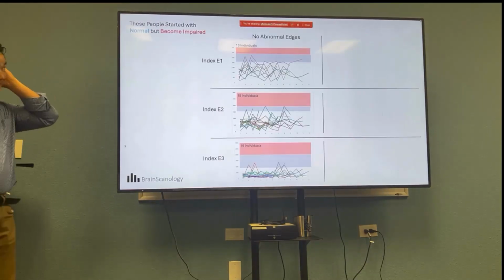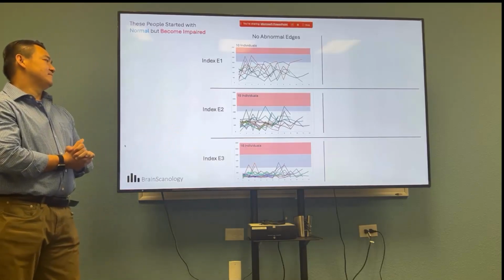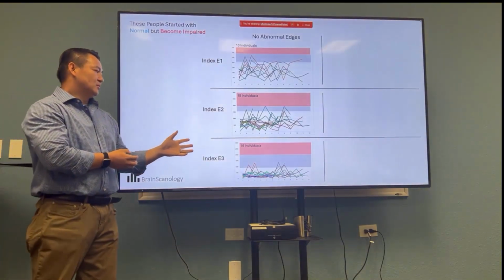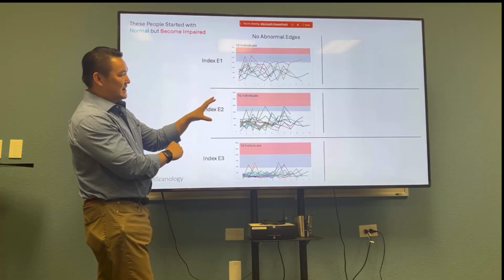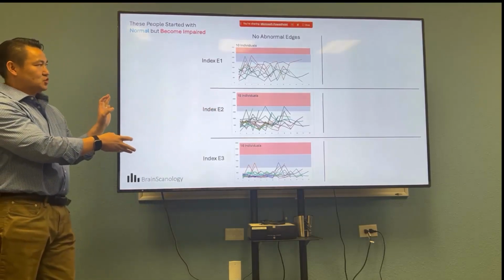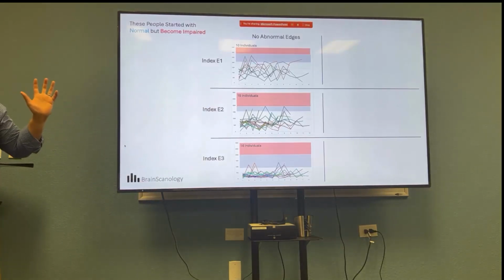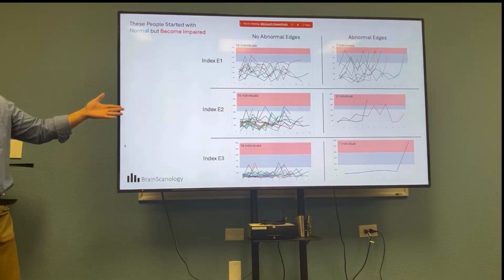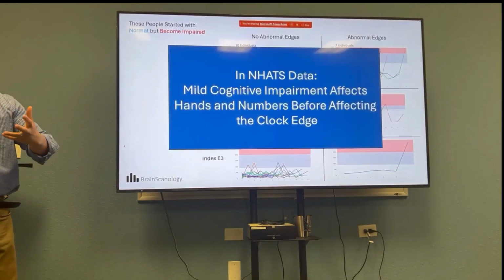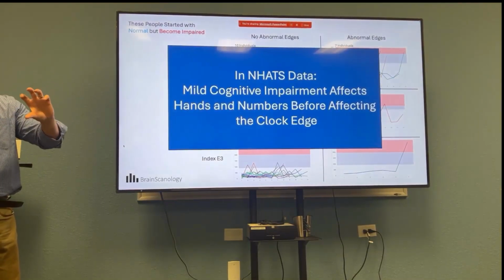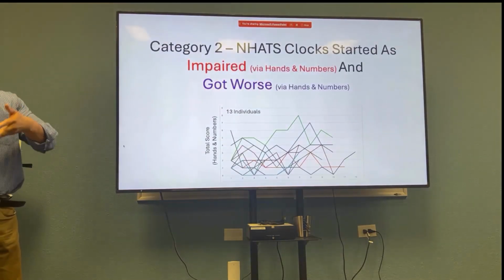When we measure this, what we realize, at least in this study, is that most of the time the first thing that becomes abnormal is the hands and the numbers, actually, not the edge. It turns out only about 10% of the people we studied so far start off with odd edges. Most of the people in this study, the first thing that goes wrong is the hand and number placement, and then some of them eventually have odd edges too. So mild cognitive impairment affects the hands and number placements before affecting the clock edge in 90% of people, at least in this study.